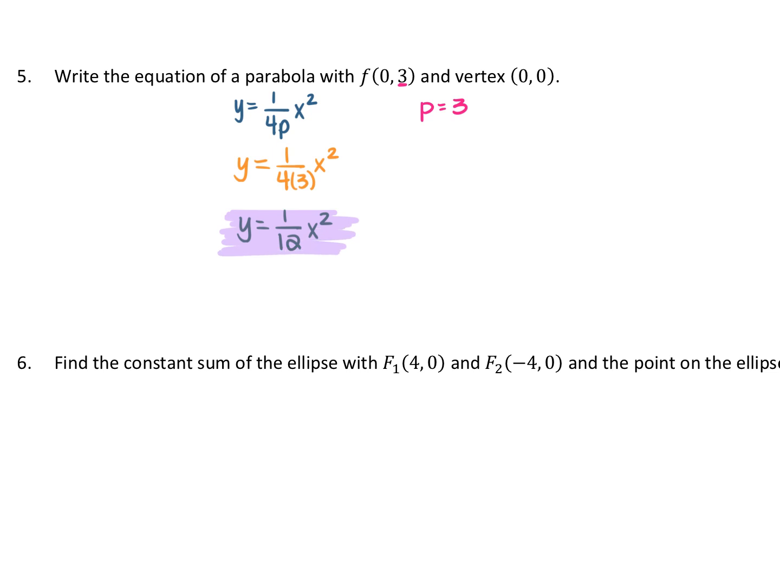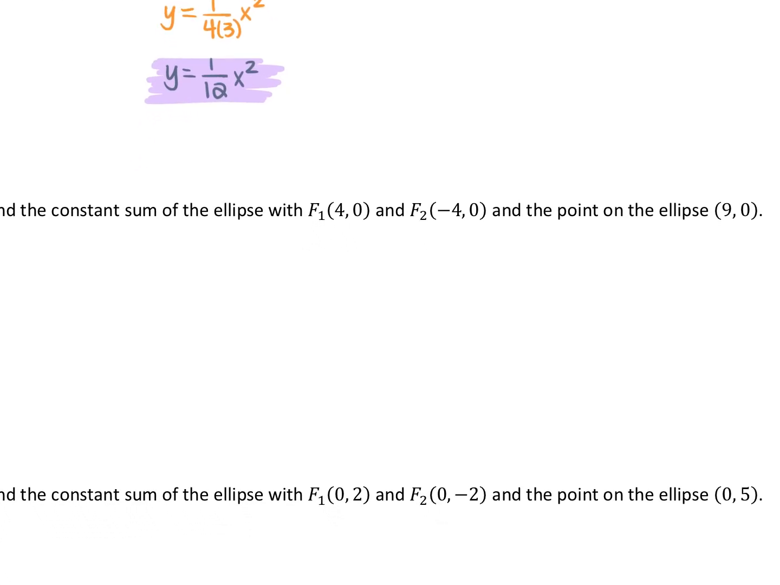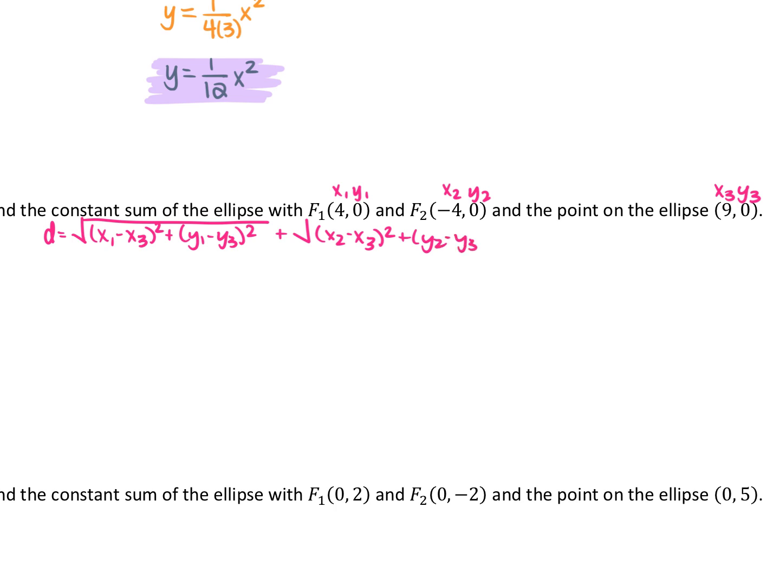For number 6, you're finding the constant sum of the ellipse with the focus f1 of 4, 0, f2 of negative 4, 0, and the point on the ellipse of 9, 0. So this f1 is giving you x1, y1, f2 gives you x2, y2, and your point gives you x3, y3. Your constant sum formula is d is equal to the square root of x1 minus x3 squared plus y1 minus y3 squared plus the square root of x2 minus x3 squared plus y2 minus y3 squared.